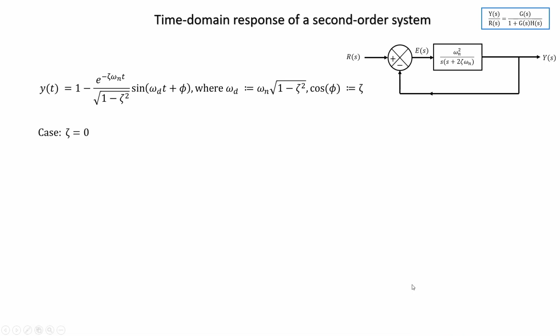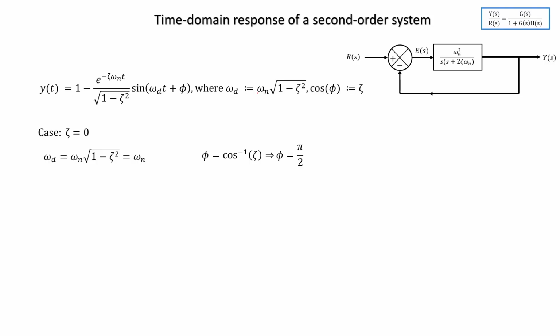Now, we move to the case when zeta is 0. Remember the previous expression is valid for zeta from 0 to 1, 0 included. So, just for the special case of zeta equal to 0, what happens? If zeta equal to 0, omega d will be equal to omega n, and you see phi will be equal to 90 degrees or pi by 2. In that case, what will be the response like?